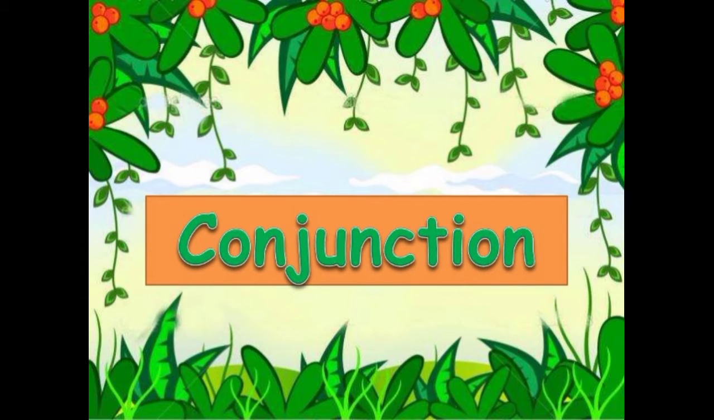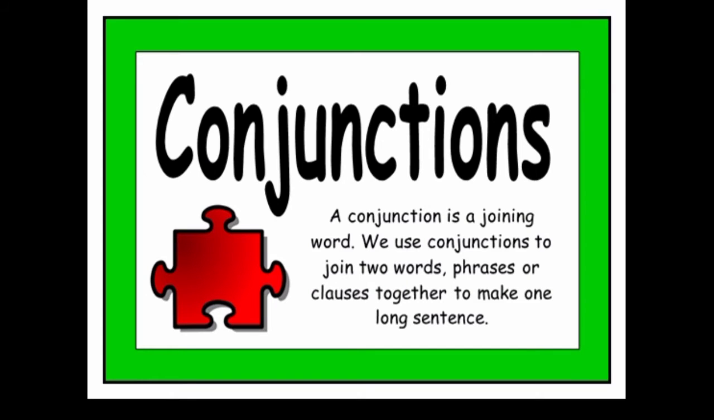So, it is one of the parts of speech in English that plays an important role whenever we write or speak something. Now, come to the definition. What does it say? So, you can see in this definition what is written here. A conjunction is a joining word.